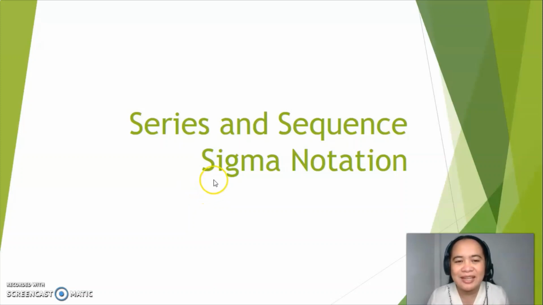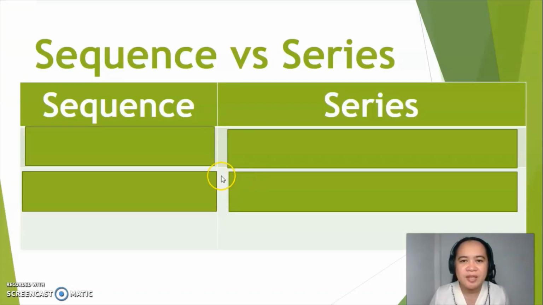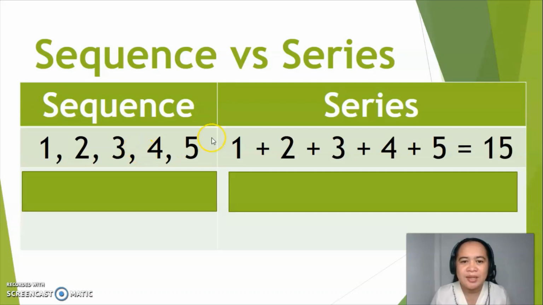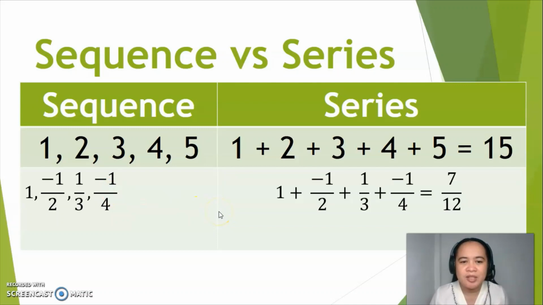Hello everyone. In this video, we will learn about series and sequence and sigma notation. To begin with, let's have an example of a series and a sequence. 1, 2, 3, 4, and 5 is considered as a sequence. For the series, you will simply add them and get its corresponding associated sum. This is another example of a sequence. Its corresponding series, simply add them, and the result is 7 over 12.